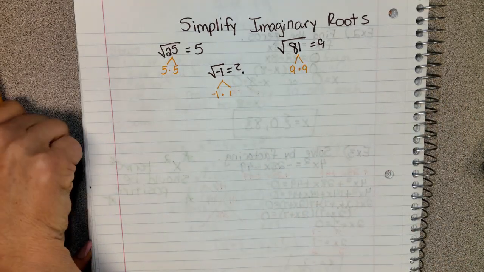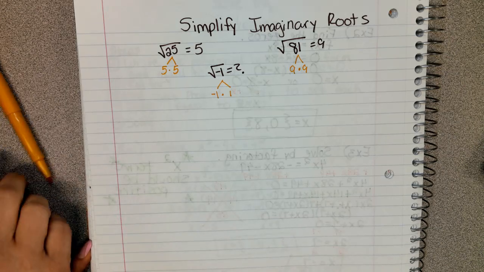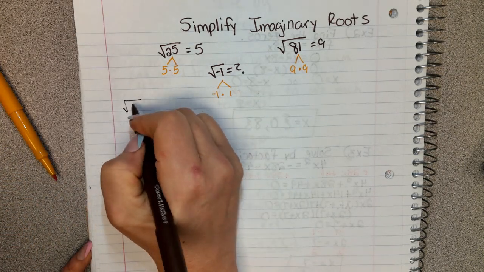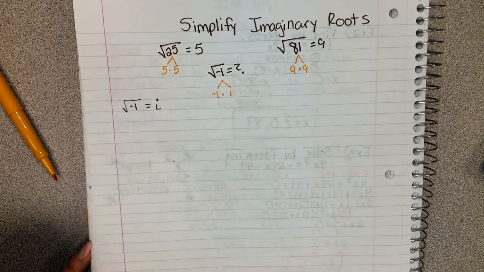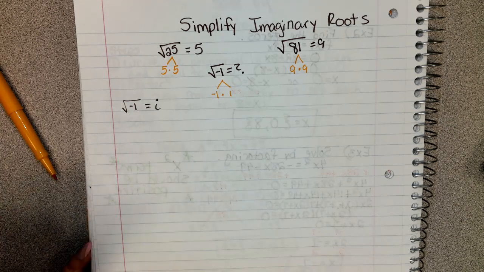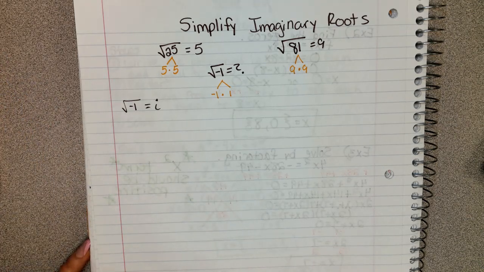Well, us math people have come up with a solution for this. We call it i. The square root of negative 1 is i, or imaginary. The imaginary number. Now, i is absolutely great because you can do all kinds of things with i.